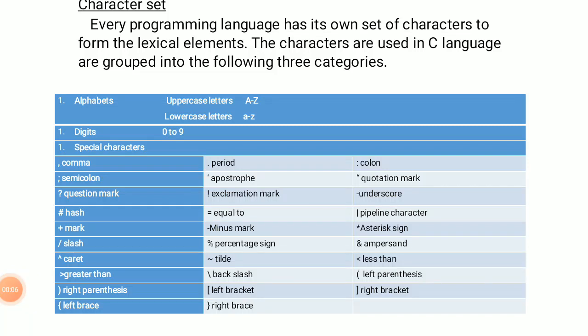Today we are going to discuss the character set of C programming, keywords and identifiers. In this slide, we'll see what the character set is. As we know, C provides us a rich set of characters. Every programming language has its own set of characters to form the lexical elements.